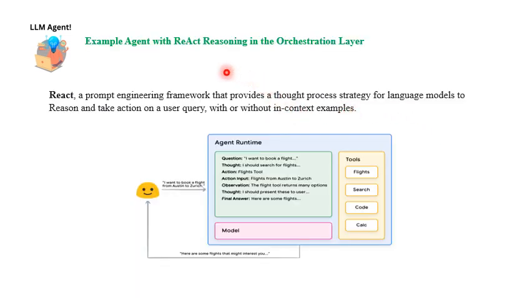Okay, in this slide, you see an example agent with ReAct reasoning in the orchestration layer. As I told you, the reasoning and planning in the orchestration layer are based on a prompt engineering framework. One of these prompt engineering frameworks is ReAct. As you can see, the user provides a query, and ReAct provides a thought process strategy for the language model to reason and take action on the user query. Here, in this item, you see the thought process strategy by the agent. This is an example of the ReAct prompt engineering framework. We also have other frameworks.